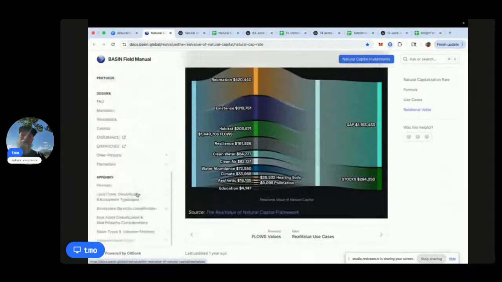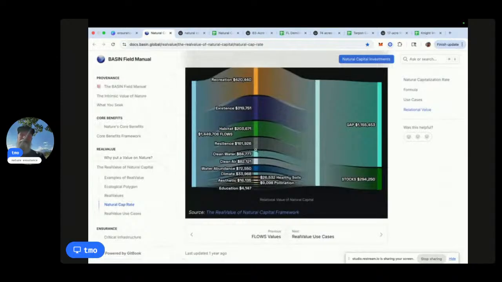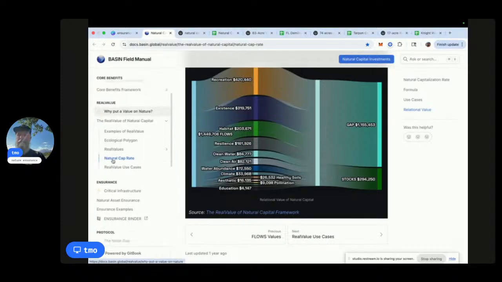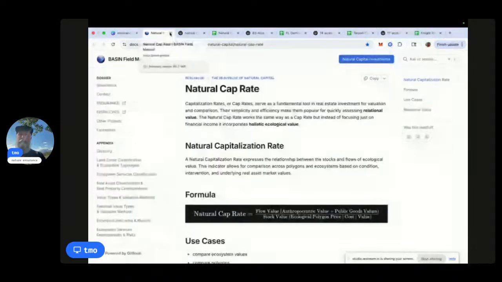The appendix covers all the methodology of how the heck we came up with this ecosystem service value. How are we coming up with the real asset value? How are we coming up with a cap rate? What is a cap rate? What are the land covers, so the stocks of ecosystems? What are the flows, the ecosystem services? How do you value it? It's all here in our docs. So if you want to come back to it, go to docs.basin.global and take a look.